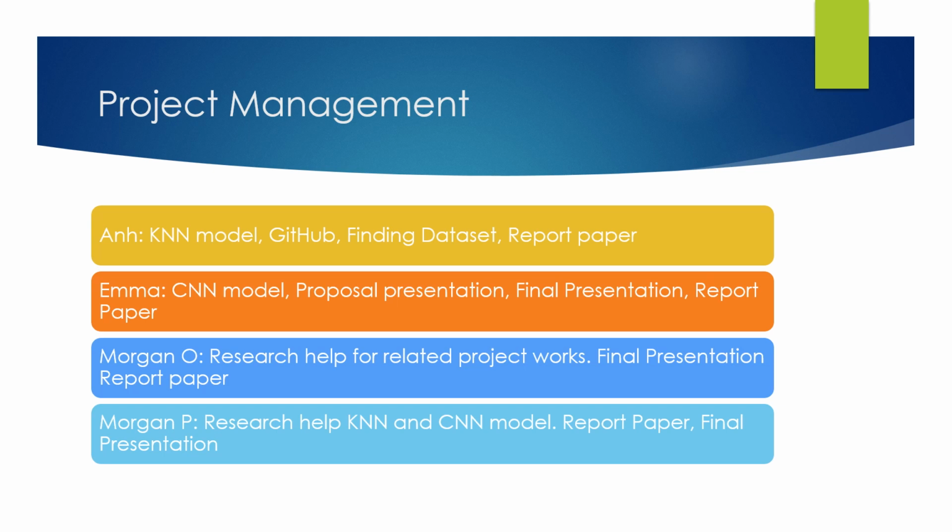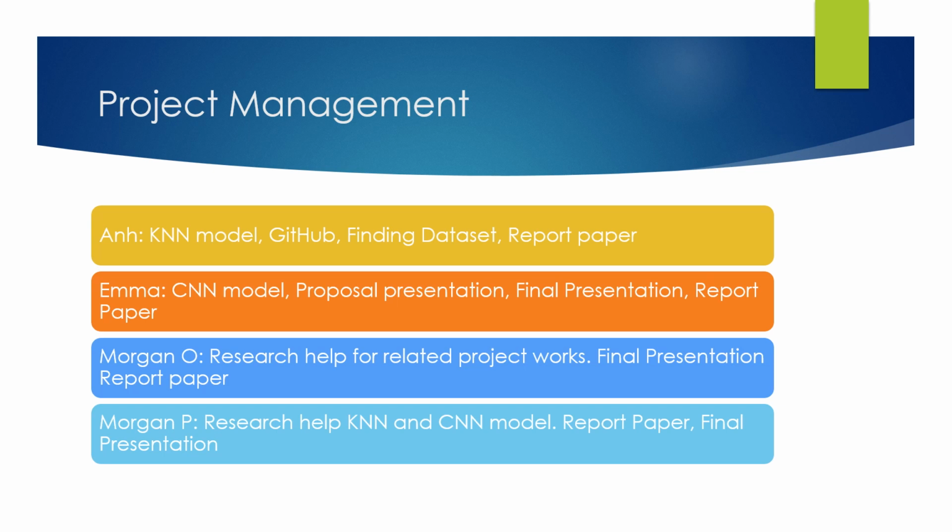So for An, she really specialized with the KNN model, the GitHub, finding the dataset, and also adding to the paper. For Emma, she did the CNN model, and she played a big role in the proposal presentation, as well as the final presentation and the report. Myself, I did a lot of research for related works and finding out what worked for them and what didn't, and also the final presentation and the report.